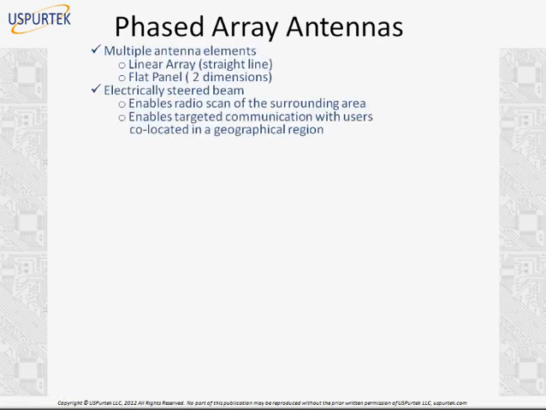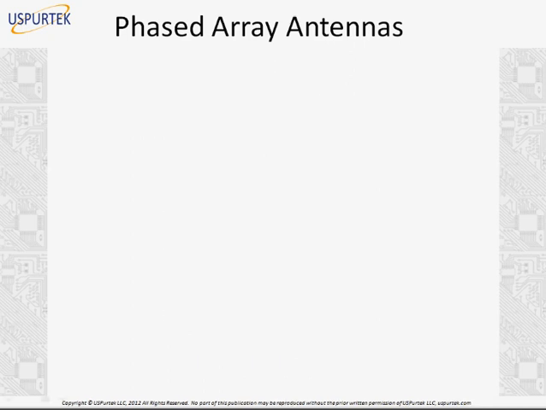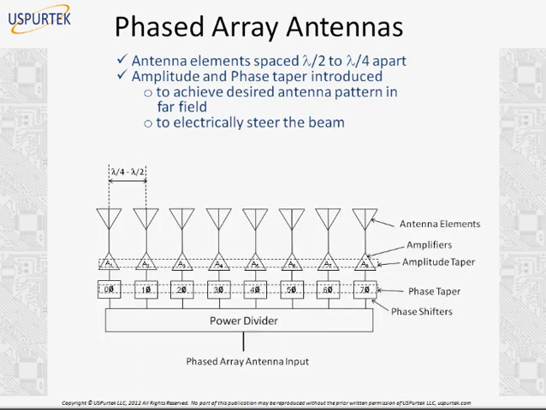So let's look at this phased array in a little more detail. This is a typical picture of a 16 element flat panel which can be used for this array arrangement. Here you see a typical detailed picture of a phased array. You see a power divider and there are 8 antenna elements, and the separation between any two adjacent antenna elements is between lambda by 4 and lambda by 2.